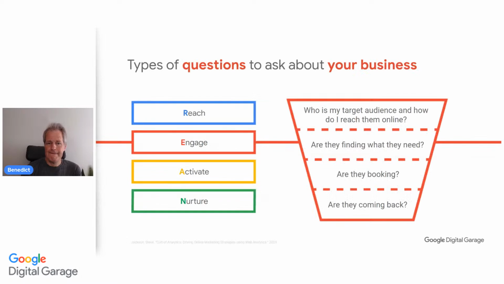All right. So we've got over here now, something that we use called REAN. Reach, engage, activate, nurture. All right. It's a REAN framework. So it's a funnel, really, to get all these different things. So your reach is who is my target audience and how do I reach them online? And then engage, are they finding what they need when they go onto your website? Activate, are they booking? Are they clicking on the call to action? Are they making the booking?